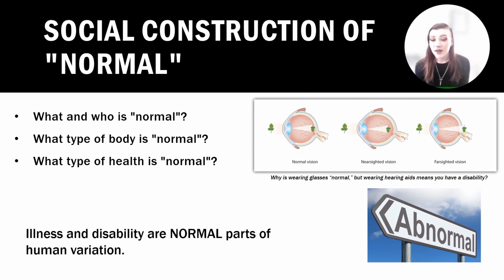It's important that we recognize in this class that both illnesses and disability are normal parts of human variation, right? These are experiences that everybody has. We all get sick sometimes. A lot of people are born with disabilities. A lot of people acquire disabilities throughout the course of their life. And that's just a normal part of the human condition, right? We are just biological machines in a sense.